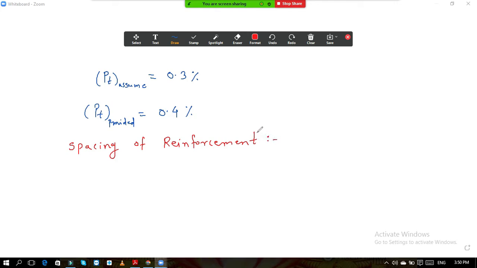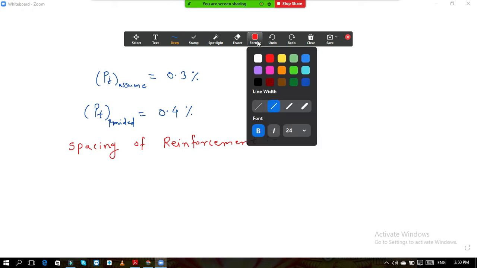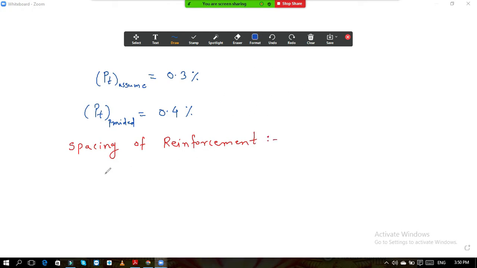How much should be the distance? So for the spacing, in the IS code, some provision is given. I will tell you first the basic formula. How do we calculate the spacing? First thing, spacing. The notation for spacing is S is equal to.